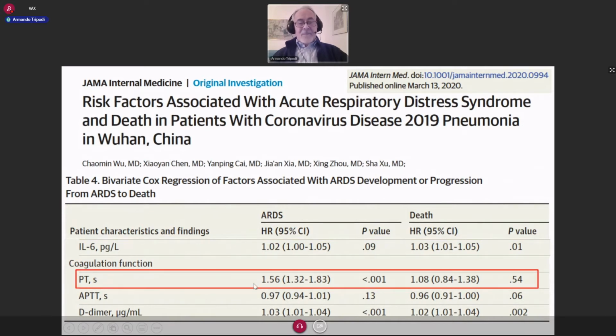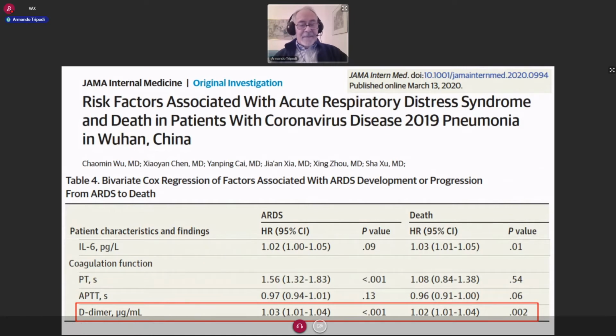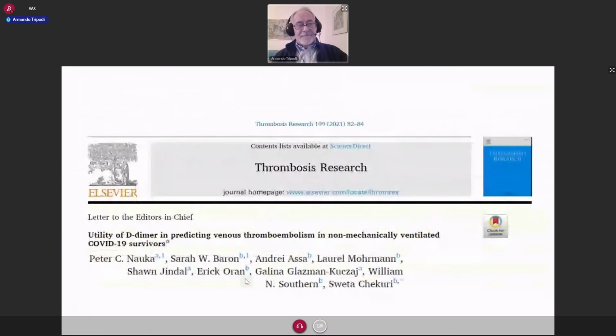The prothrombin time was apparently associated with the progression to IRDS, but not to death, as you can see here. And the APTT was neither associated with the progression to IRDS nor to death, as you can see here. And finally, D-dimer was strongly associated with both progression of IRDS and death. And I think these results were the first to give some value, particularly to D-dimer.